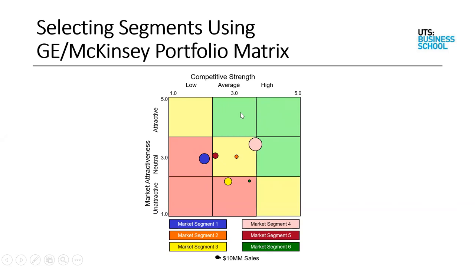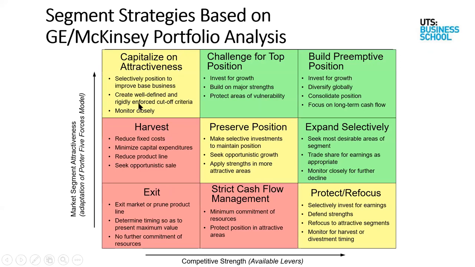So the segments that fall in the green are the most attractive because they are high on competitive strength and attractiveness. Whereas the ones in the red are the ones that you should definitely avoid because they are neither competitive nor attractive in terms of market attractiveness. So profitability is likely to be low if you go for the segments in red. The ones in the yellow are the ones where you have to maintain your status quo. That is, either you capitalize on that, use them as cash cows to make as much profit as you can, or if you are in a mature market, you just preserve your position and protect yourself.